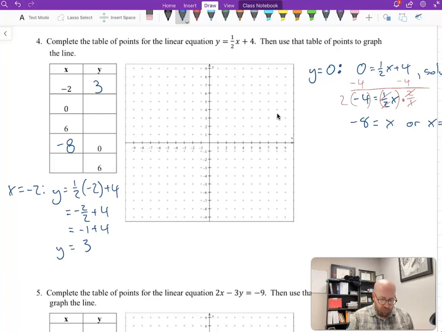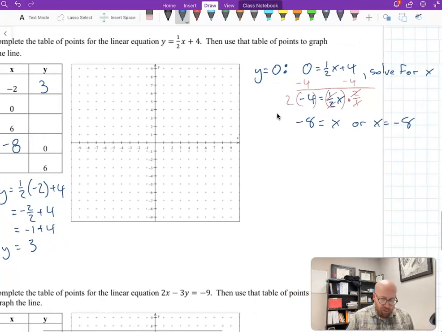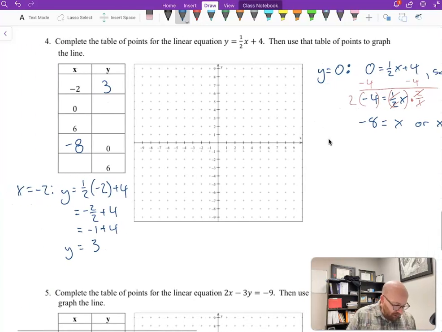Okay, so at this point, why don't you pause the video and complete the table for x equal to 0, x equal to 6, and then for y equal to 6. Complete the table, then we'll come back and graph. Okay, so you're back. Let's see if we get the same thing.